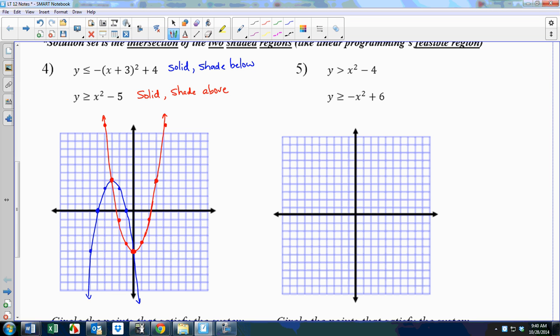And then we think a little bit. We're going to shade above that red one, so we're going to shade inside of that red parabola as well. So if we're shading inside the blue and inside the red, where do they overlap? In that little middle part, so your final shading would go right in here. That's the solution to this system of inequalities.